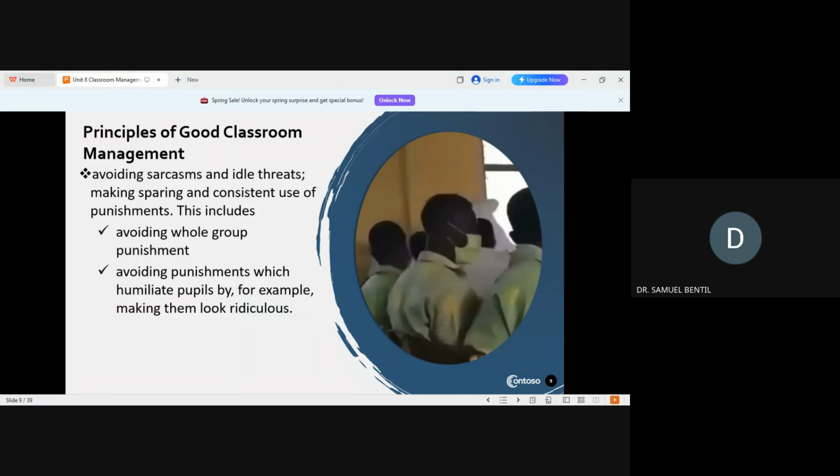But sanction is not necessarily beating. When you say sanction somebody, it doesn't mean beating the person with a cane. There are a lot of ways that you can handle them in that regard. Then another thing you must also avoid is punishing the whole class for the sins of a few people in the class. Avoid whole group punishment.